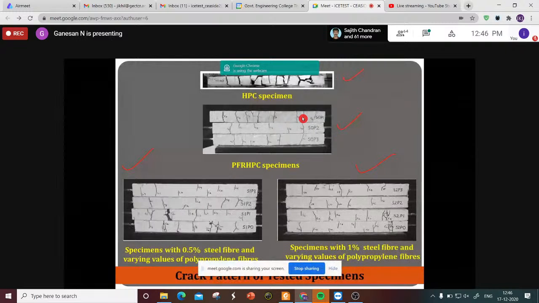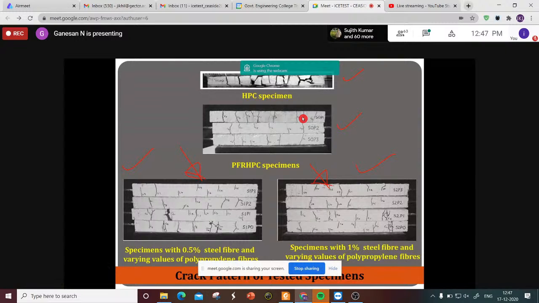But when you look at the HPC specimen without any fiber, that broke into so many fragments. Even they came out. You see, some of this has come out, and the specimen broke. And in the case of PFR HPC, you can see some cracks. But in the case of this hybrid fibers, both the steel and polypropylene, what will happen?